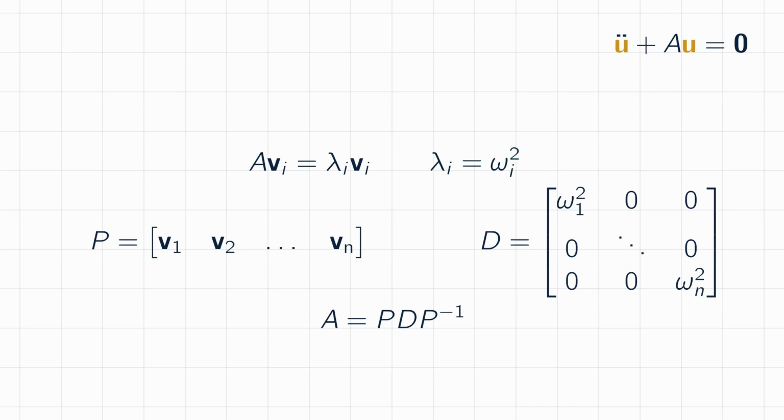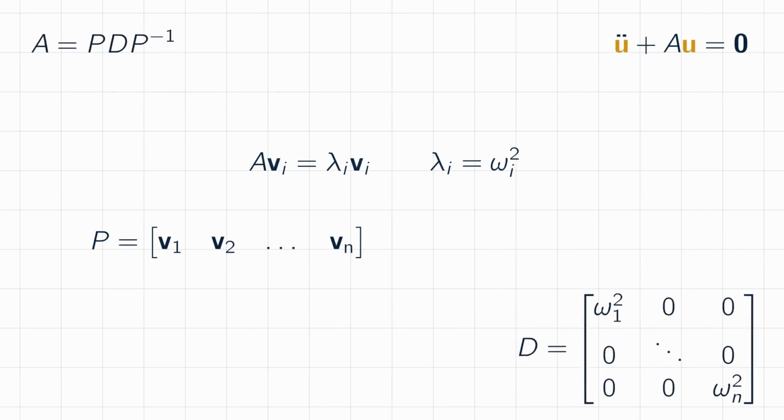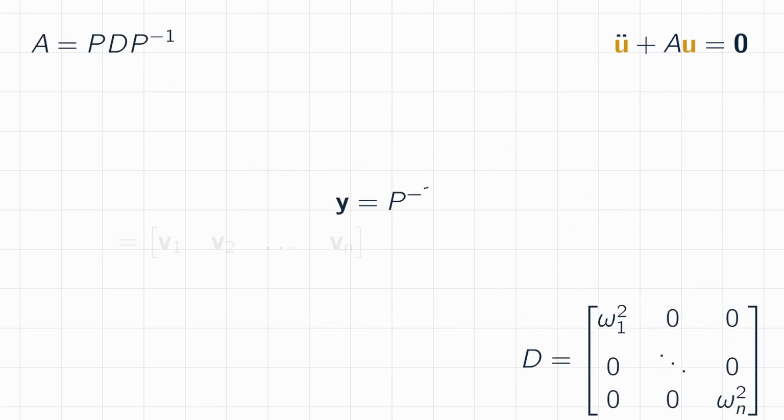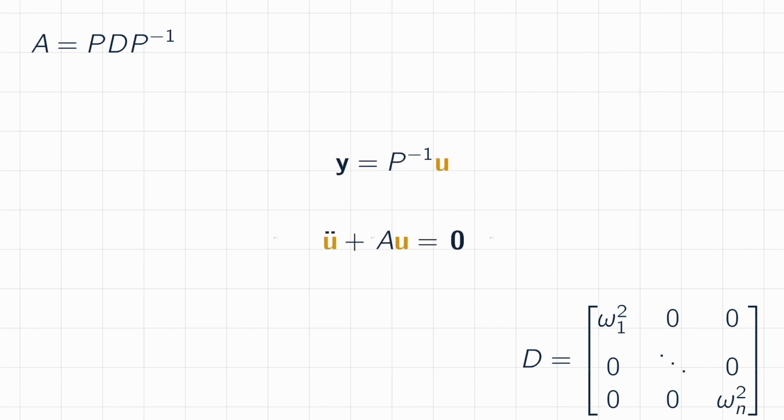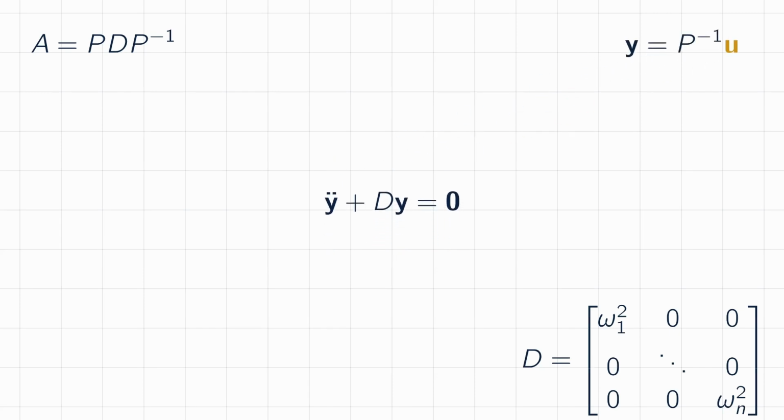Now, to solve the system, we will use a technique called decoupling, which you have seen in the lecture about diagonalizations. For that, we will make a substitution y equals P inverse times U. If we multiply our equation of motion with P inverse from the left and simplify things by substituting the matrix A with its diagonalization, we will get the following equation. Here, D is a diagonal matrix.